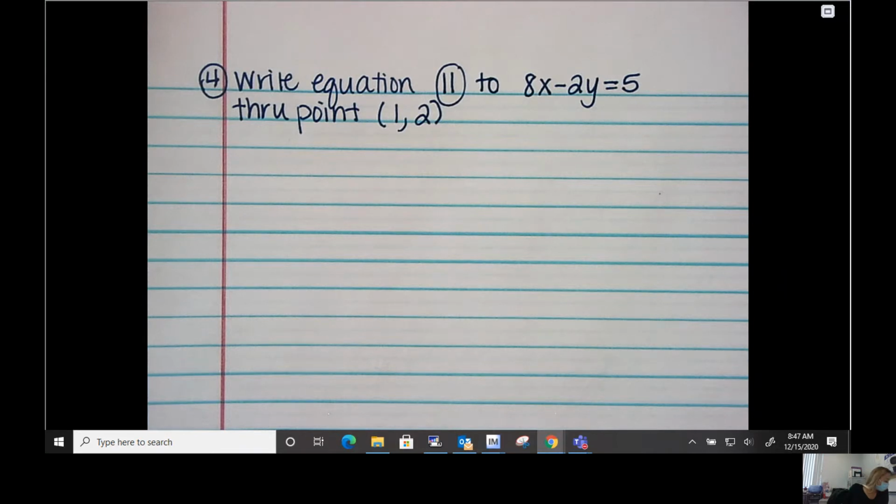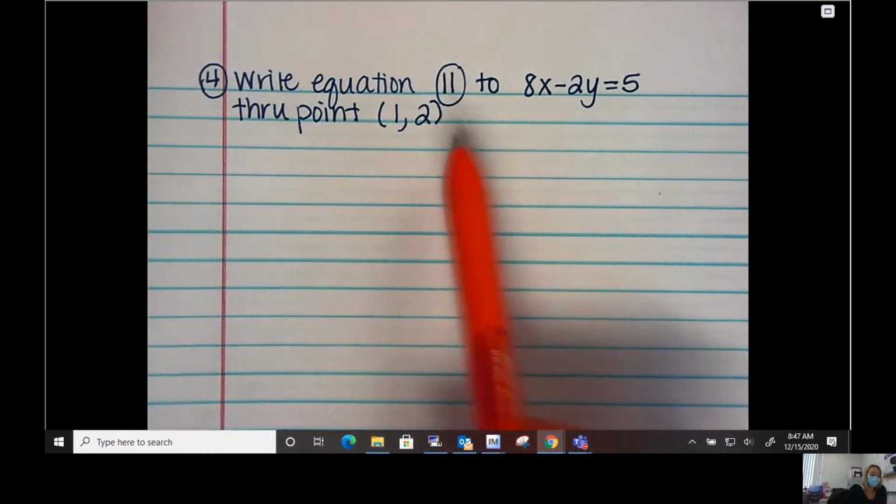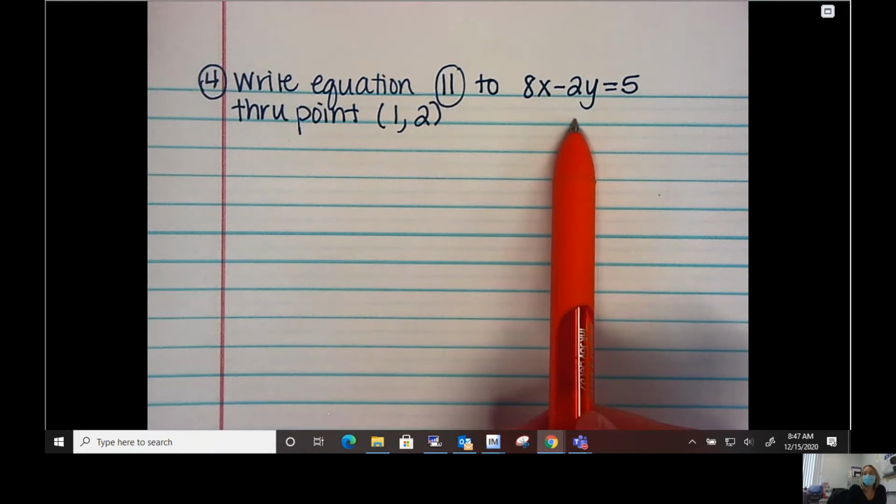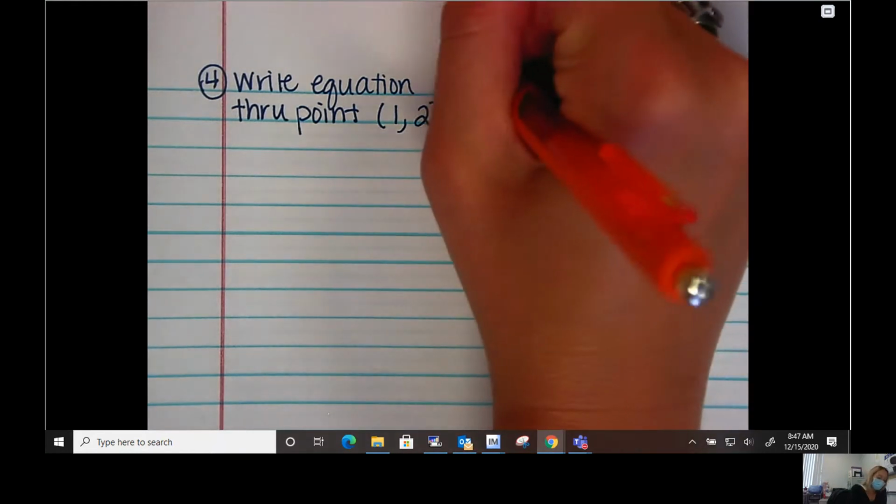All right, so first step is I need to figure out what my slope should be. Now, if my equation is parallel, what does that mean my slope should be? I should have what kind of slope? The same slope as whatever this one is. So I want to have the same slope.